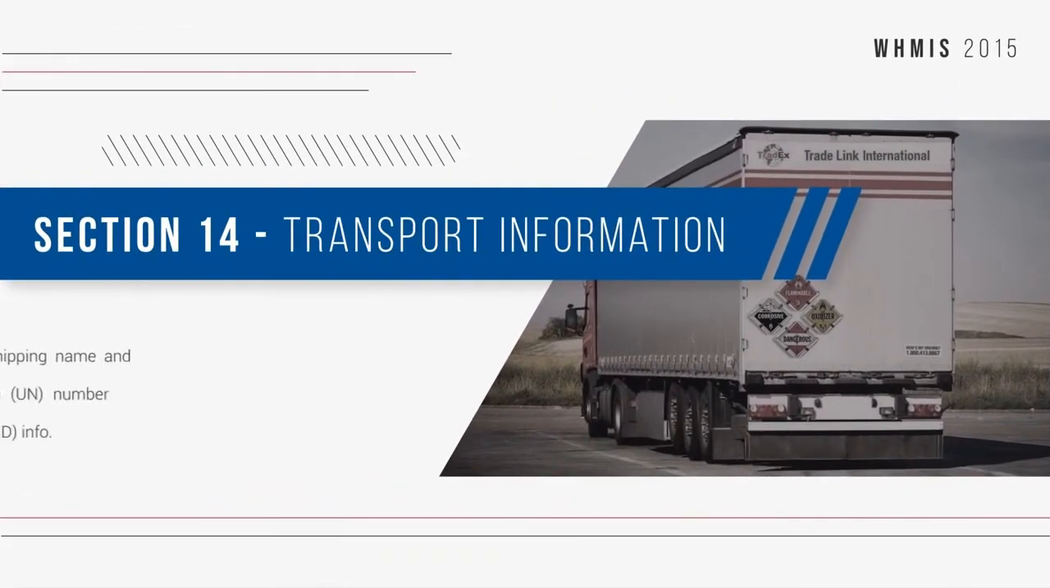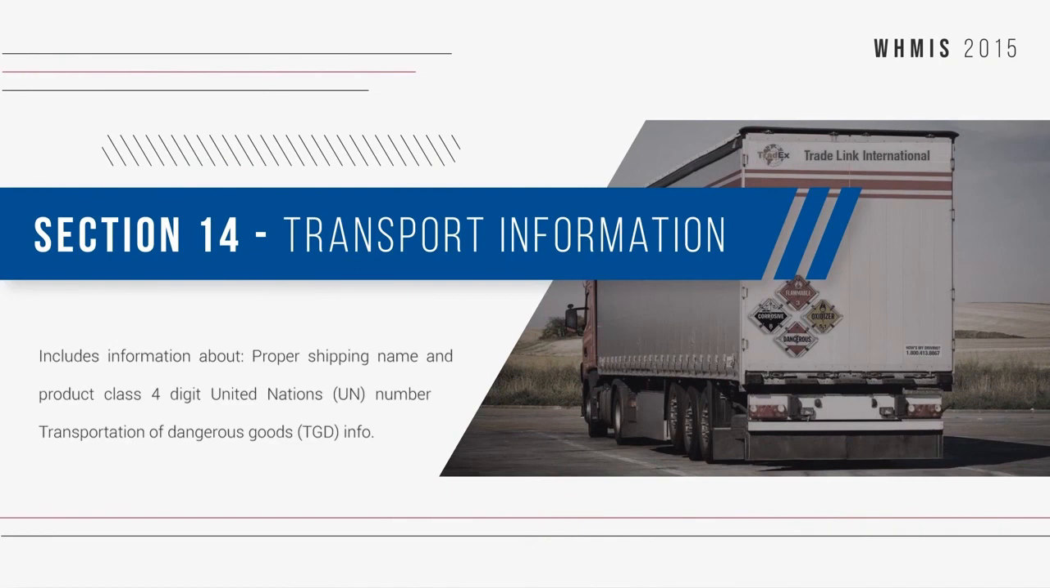Section 14 is the transport information. The proper shipping name is found in this area as well as the product class. The United Nations number or UN number for the product will be found here as well. This 4-digit number is used for transportation purposes and reference to TDG, or Transportation of Dangerous Goods Information. The product class will also be identified on the TDG placard.